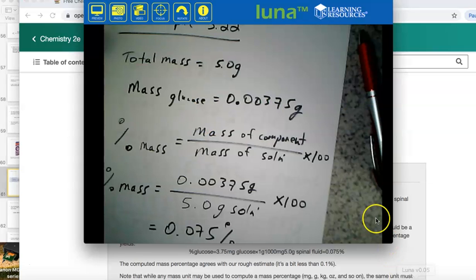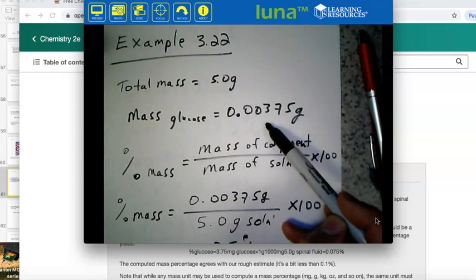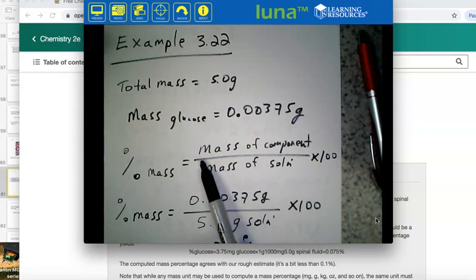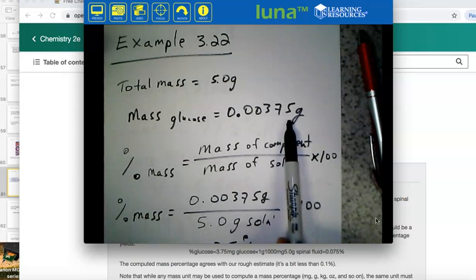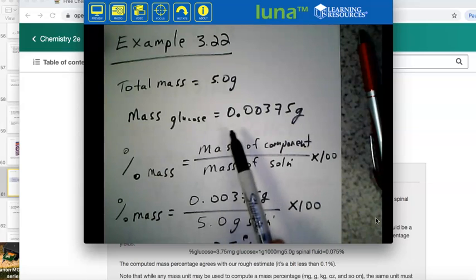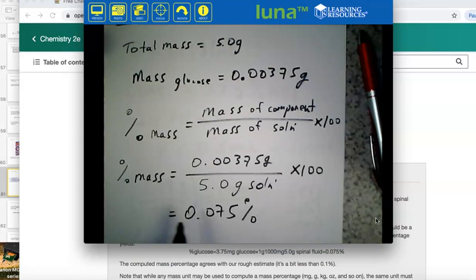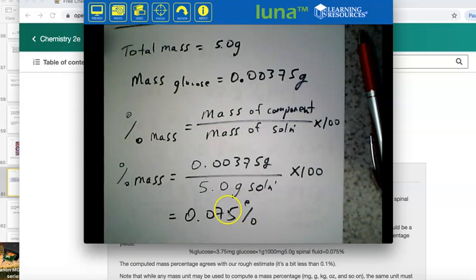So here, when you look at this example, we're given total mass and mass of glucose. The mass percent is going to be the mass of the component divided by the mass of the solution times 100. So all we need to do is take the mass of the component, which in this case is glucose, divide that by the total mass of the sample, 5 grams, multiply it by 100, and we get our mass percent for glucose, which is 0.075% for that solution.